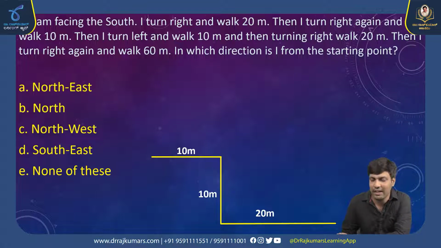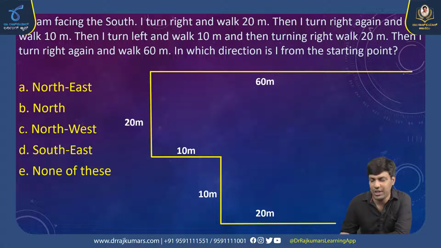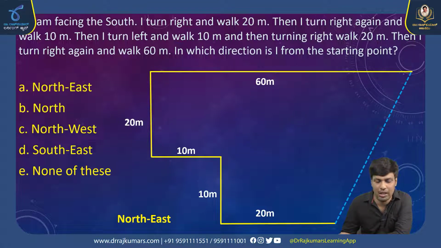Then turning right and walks 20 meters. In west direction, turning right means moving topward. So by moving topward, he traveled 20 meters. Now he is in north direction. North direction means left is left and right is right. Then turning right, again he walks 60 meters. Now the question is, in which direction is I from the starting point? If you clearly observe the plots here, from the starting point, I will be in northeast direction. So the right option for this question is option A.